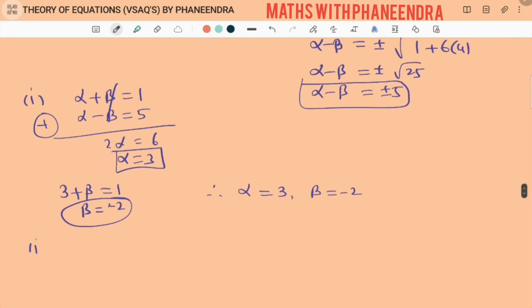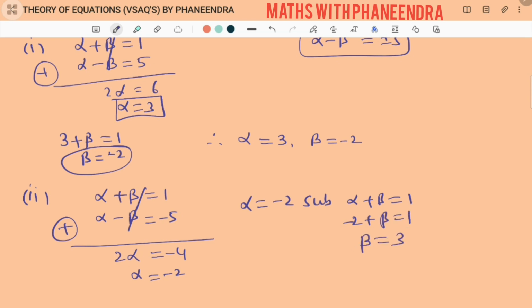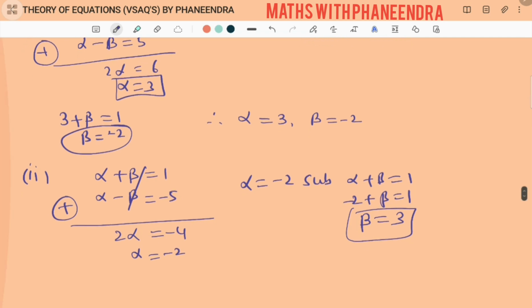So, if you consider another case, alpha plus beta is equal to 1, alpha minus beta is equal to minus 5. Adding both the equations, the beta will be cancelled: 2 alpha is equal to minus 4, alpha is equal to minus 2. Substitute in the equation alpha plus beta is equal to 1: minus 2 plus beta is equal to 1, so beta is equal to 3. Therefore, alpha is equal to minus 2 and beta is equal to 3. So, in that way, two cases we have to consider and get the values.